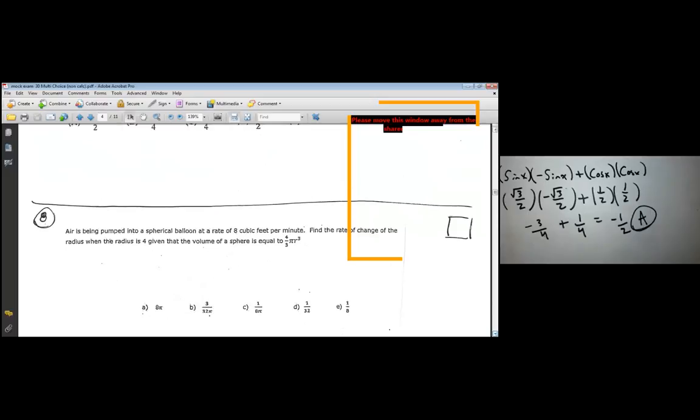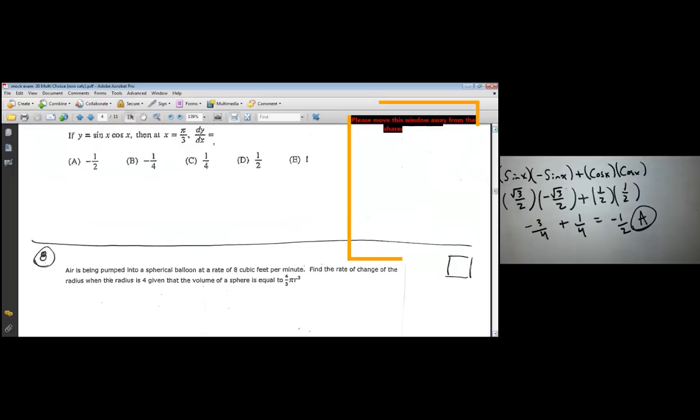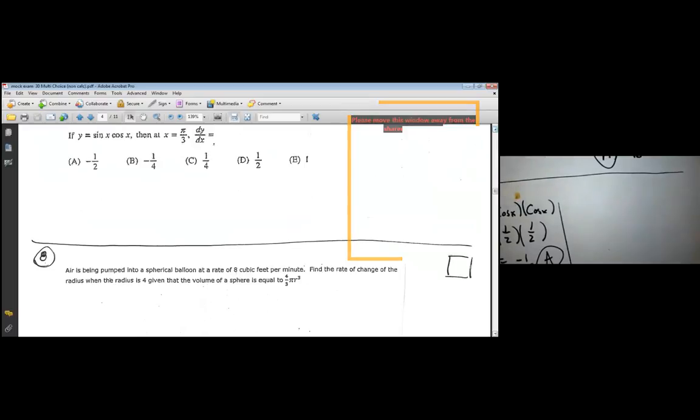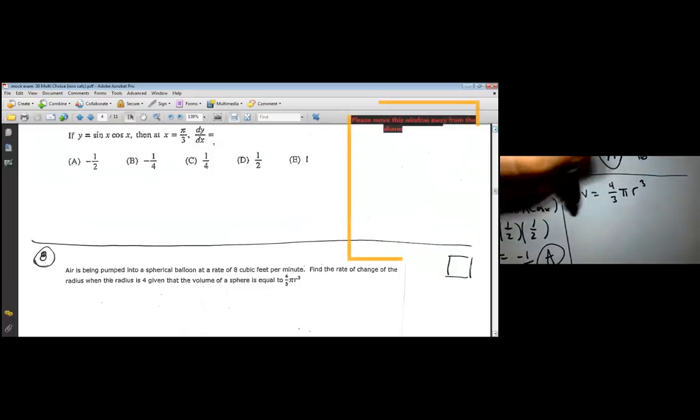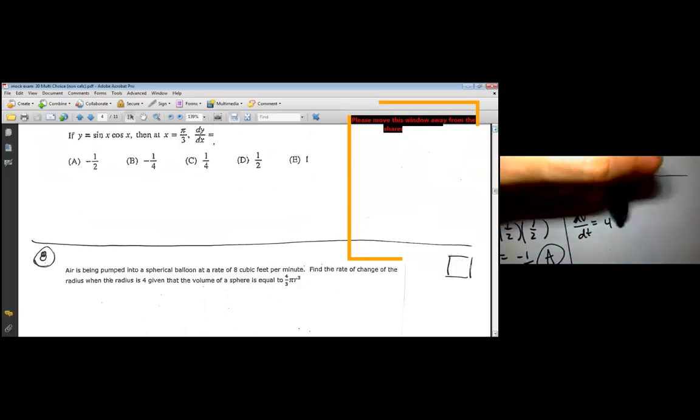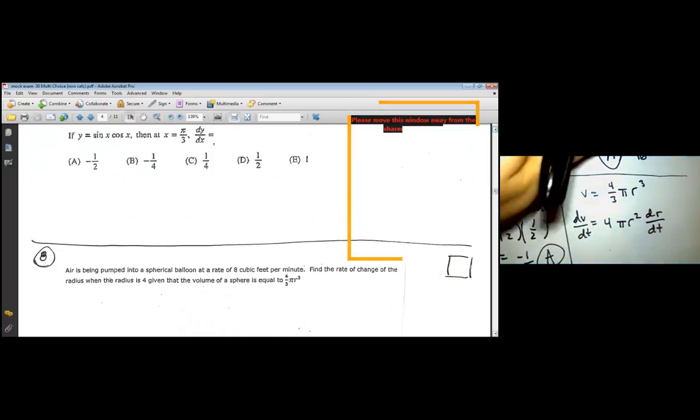Okay, number 8, air is being pumped into a spherical balloon, yada, yada. Within a second of reading this, you should know it's a related rate. It means I need a formula. The formula is given. So volume is equal to 4/3 pi r cubed. Time to derive implicitly. So this is dv dt is equal to 4, I'm bringing the 3 out front, pi r squared dr dt.